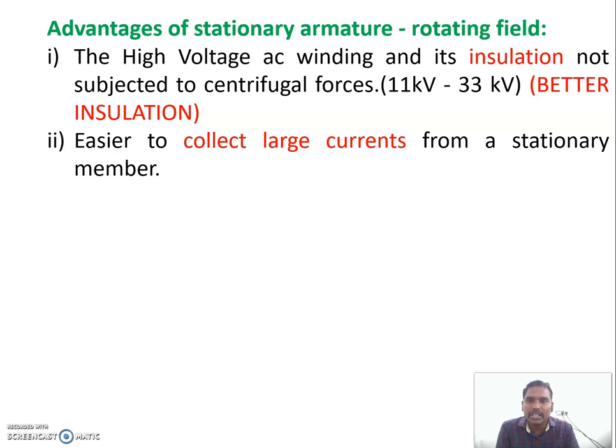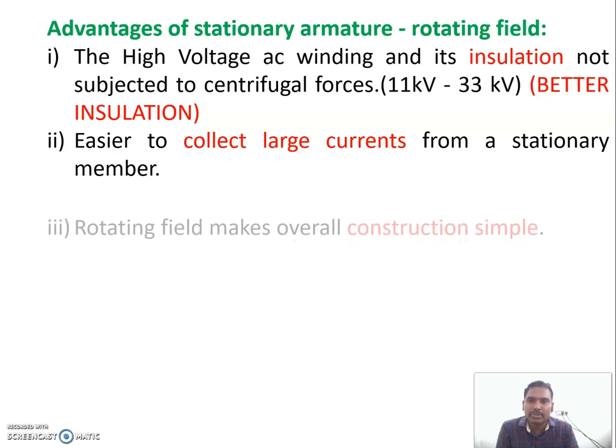This is a problem when we have a large machine. The collection of current from the stationary armature is very easy, and this is the bigger advantage of a stationary armature.